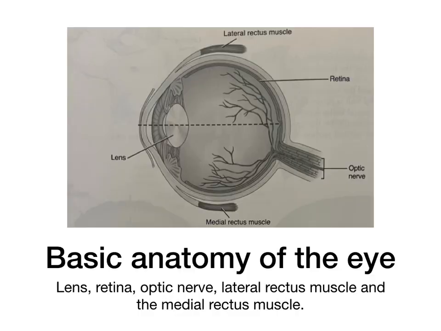So let's talk about just the basic anatomy of the eye. We've got our lens, so that's the front portion. We've got the retina, which is the back portion. That's the part that processes what we see. The optic nerve, very important to remember, because as an MRI tech, that is probably the number one thing you're going to have to know. We've got the lateral rectus muscle and the medial rectus muscle. You can see that all through the diagram there.